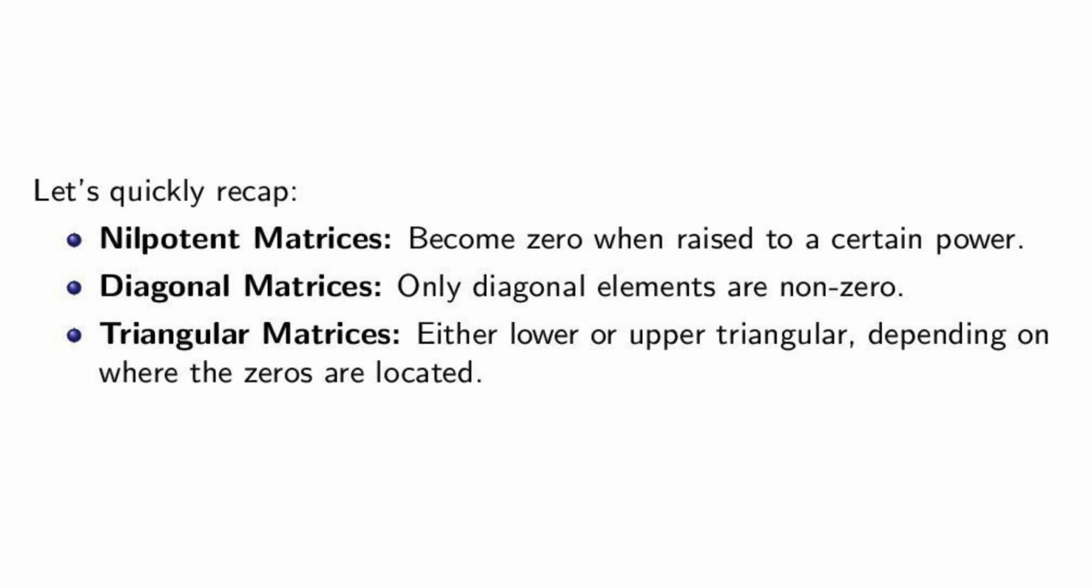We covered nilpotent matrices, which become 0 when raised to a certain power. Then we looked at diagonal matrices, where only the diagonal elements are non-zero. Finally, we explored triangular matrices, which are either lower or upper triangular, depending on where the zeros are located.